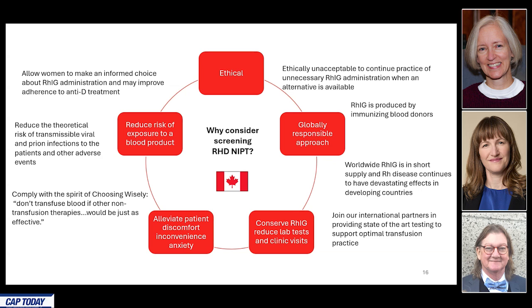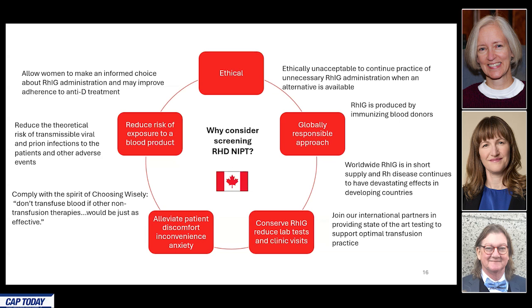Also, we produce RhIG by immunizing blood donors, which maybe is not an ideal circumstance, and reducing the need for this might be an improvement. In addition, it's a globally responsible approach. So we know that worldwide, Rh immune globulin is actually in quite short supply, and that Rh diseases continue to be quite a scourge in developing countries. So if we could make more Rh immune globulin available, then more individuals who could benefit from protection from immunization would be possible. We would also join our international partners in providing state-of-the-art testing to support optimal practice.